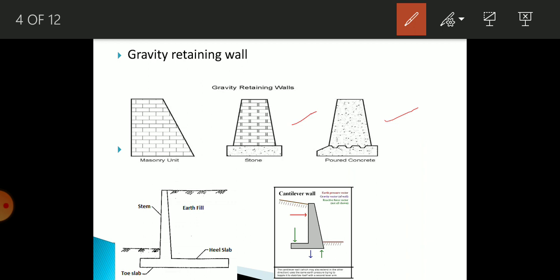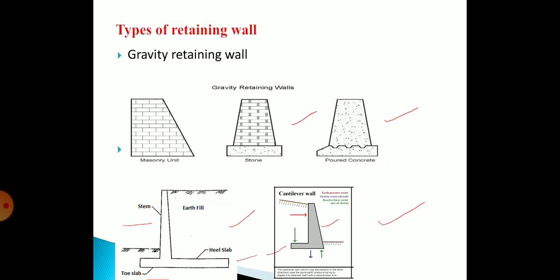Then next type is the cantilever retaining wall. There are two types of cantilever retaining wall: T-shaped retaining wall and L-shaped retaining wall. In the T-shaped retaining wall there are three components: stem, heel slab and toe slab. And in the L-shaped retaining wall there are only two components, stem and heel. So in this unit we are going to design the cantilever type of retaining wall, T-shape or L-shape, for various conditions of surcharge.